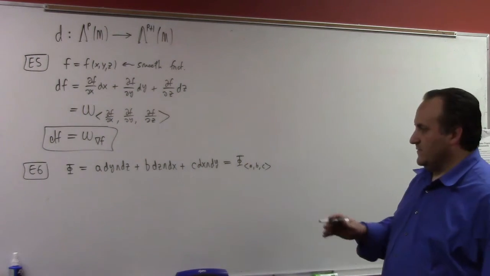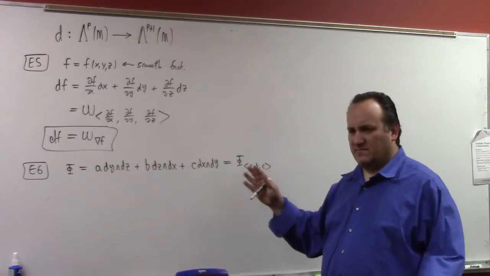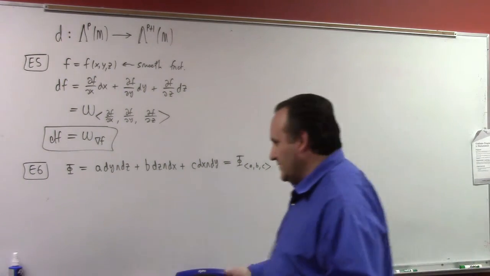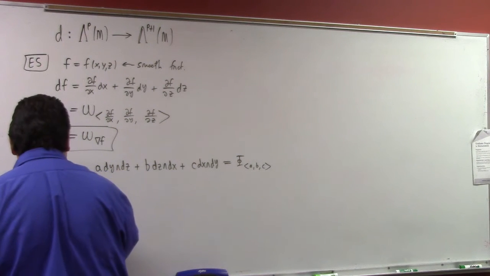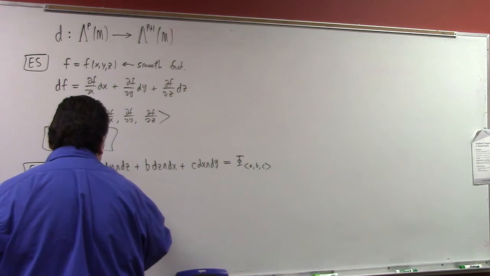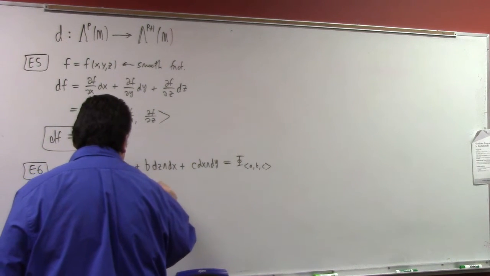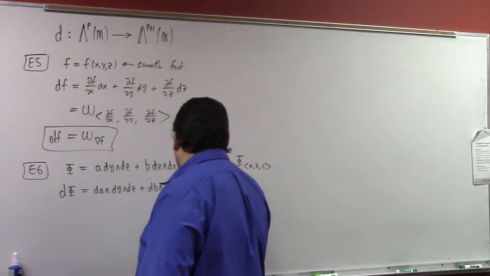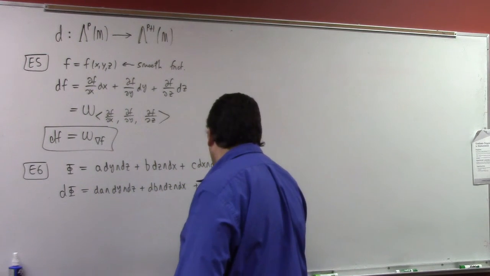Is it okay if I use the phi in both ways? All right, great. Exterior differentiate this. What do you get? d phi is equal to dA wedge dy wedge dz plus dB wedge dz wedge dx plus dC wedge dx wedge dy.